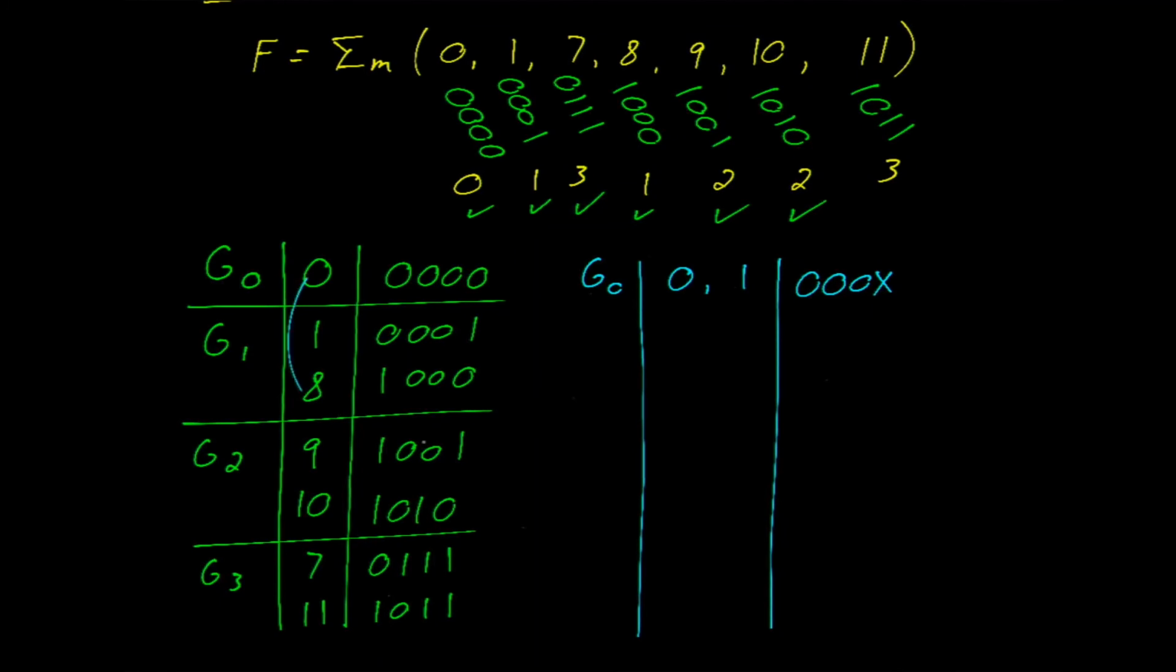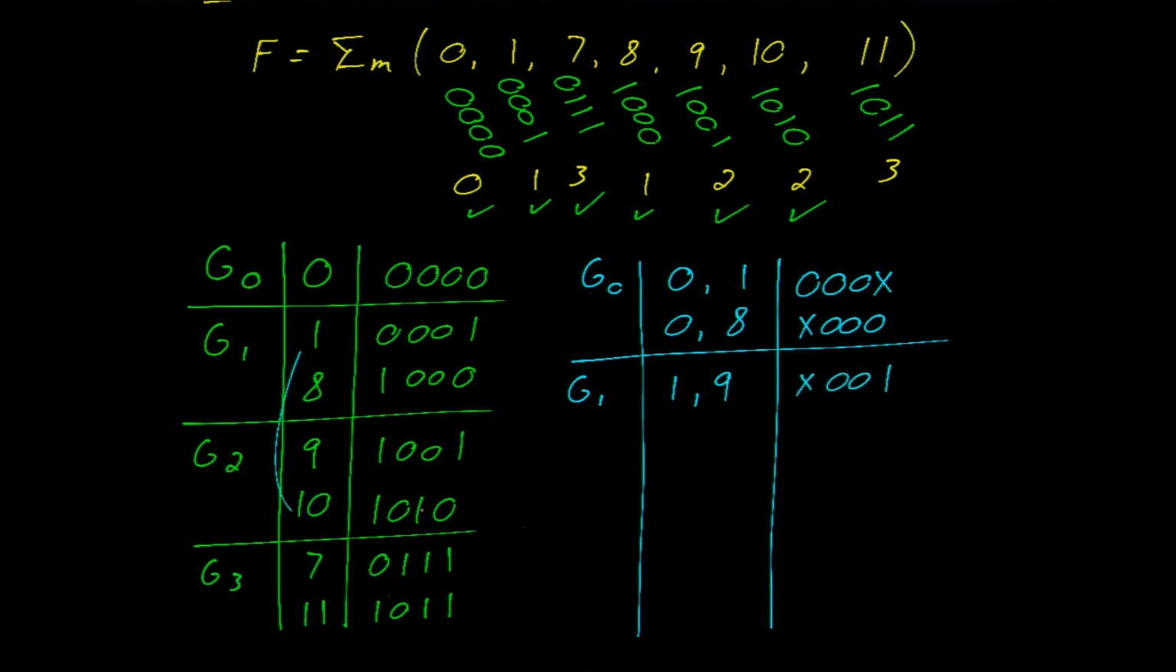We compare 0 to 8, where we find a 1-bit difference. That's recorded as 0, 8, x, 0, 0, 0. That takes care of group 0. Group 1, we compare these two, where we find a 1-bit difference. That's recorded as 1, 9, x, 0, 0, 1.